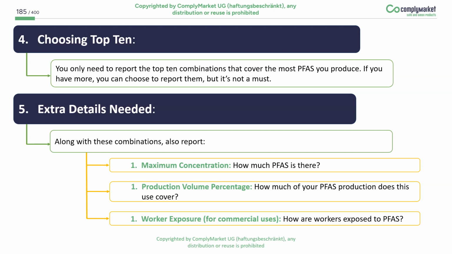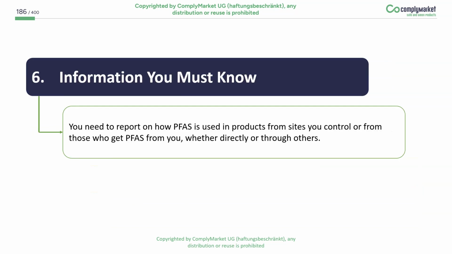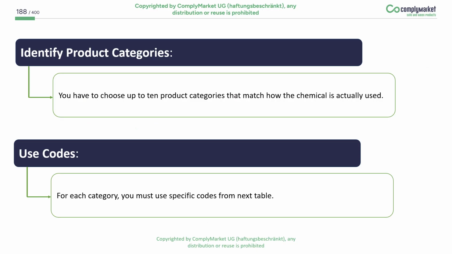You need to report the maximum concentration, how much PFAS is there, production volume percentage, and worker exposure. You also need to report how PFAS is used in products from sites you control or from those who got PFAS from you, whether directly or through others. That's when you need to check here your customer product category. You need to check up to 10 product categories that match how the chemical is actually used.